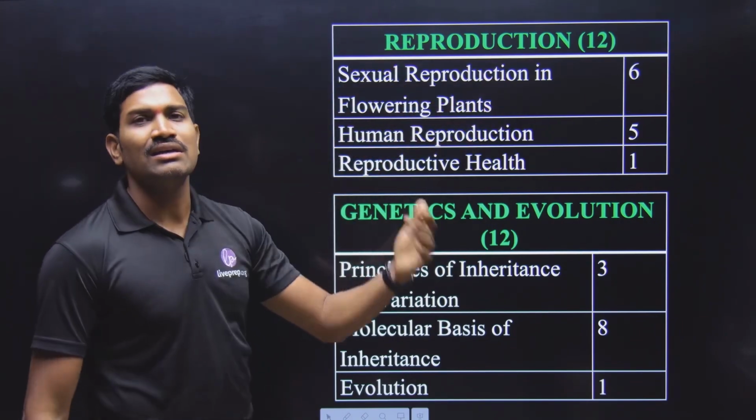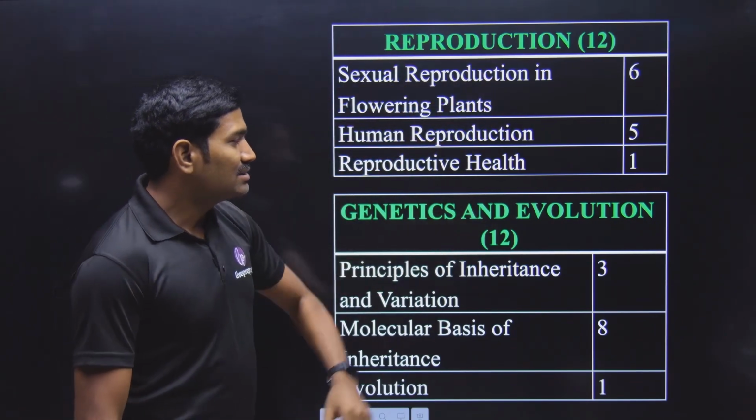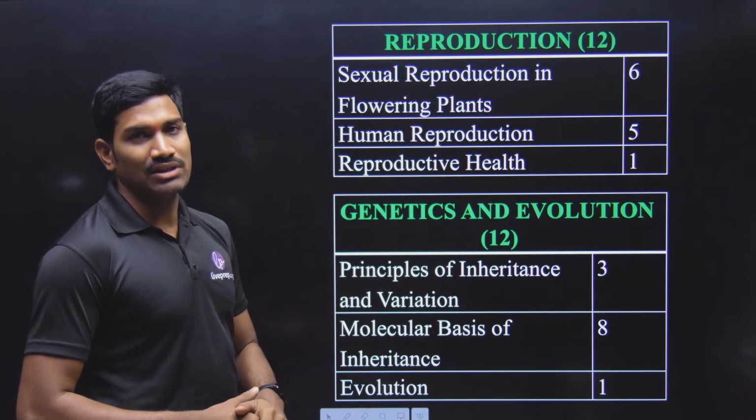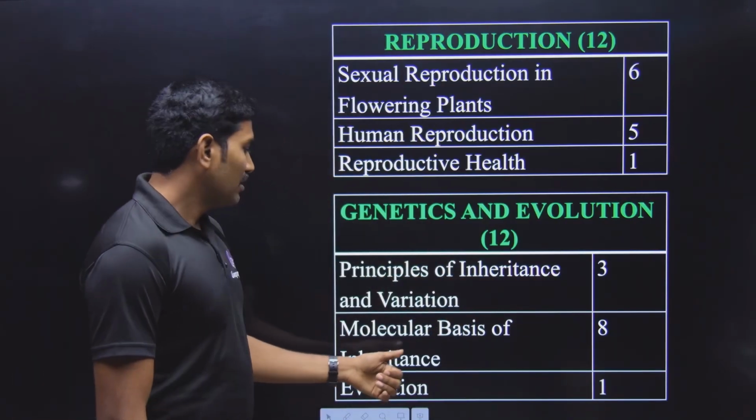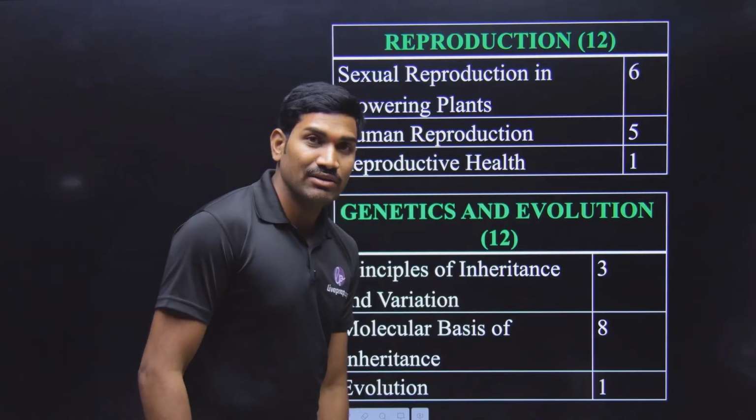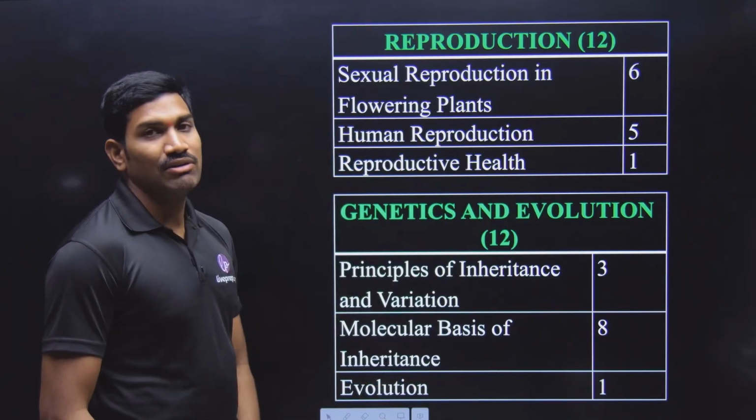From here onwards, it is from class 12th. Next one, genetics and evolution. 12 questions they have asked. From principles of inheritance and variation, 3 questions. From molecular basis of inheritance, 8 questions. And from evolution, 1 question.